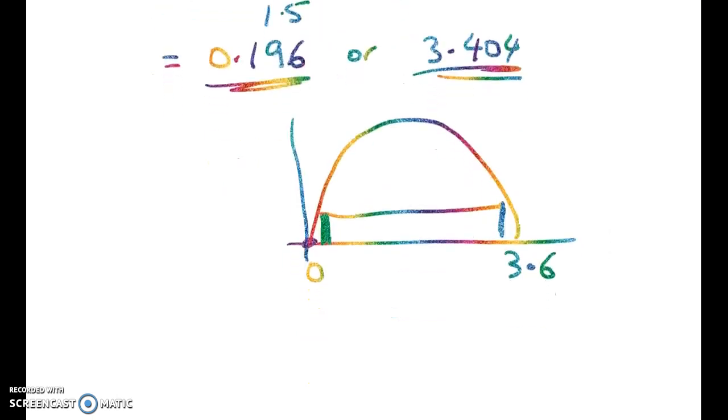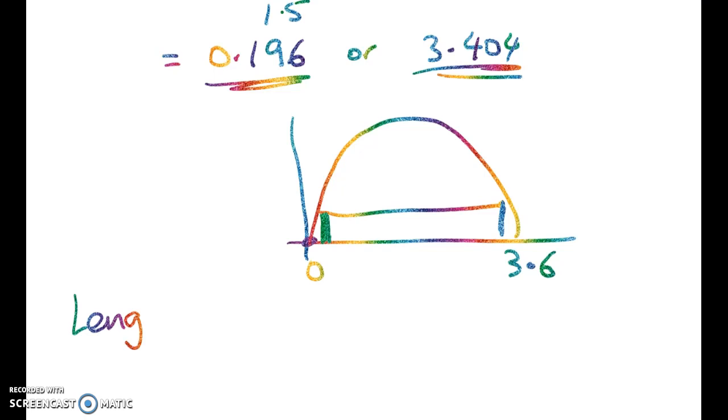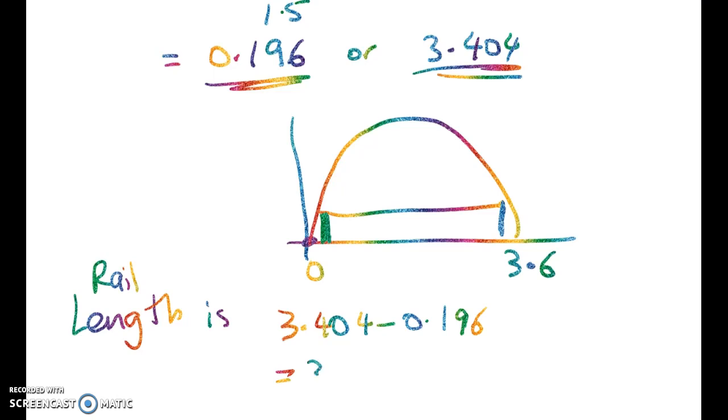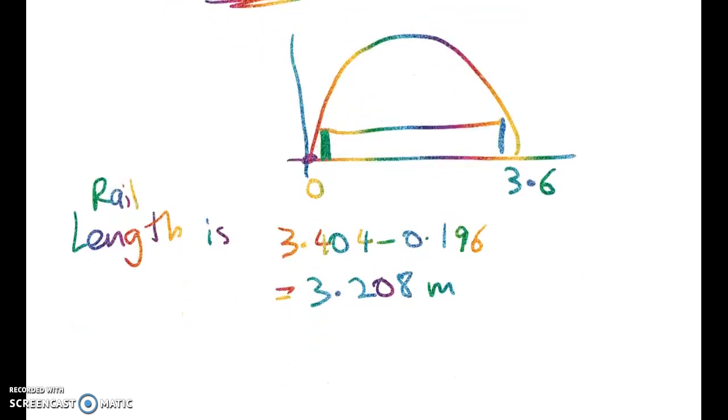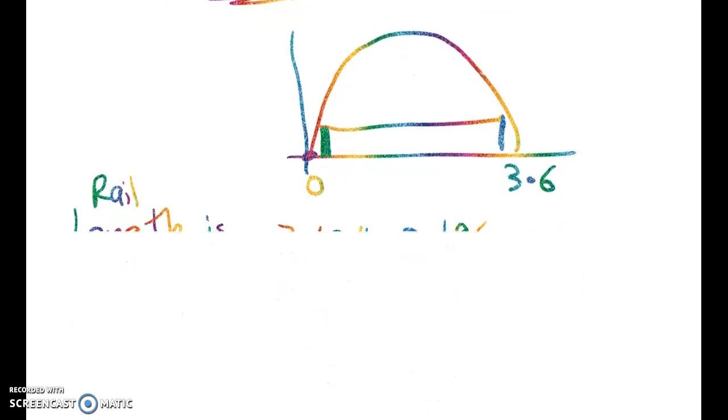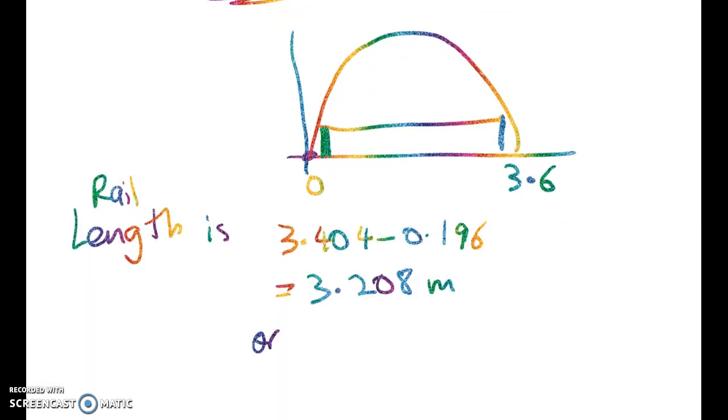We need to find the length of the rail. So rail length is 3.404 minus 0.196, which is 3.208 meters. Make sure you put your units. Or 3.21 meters.